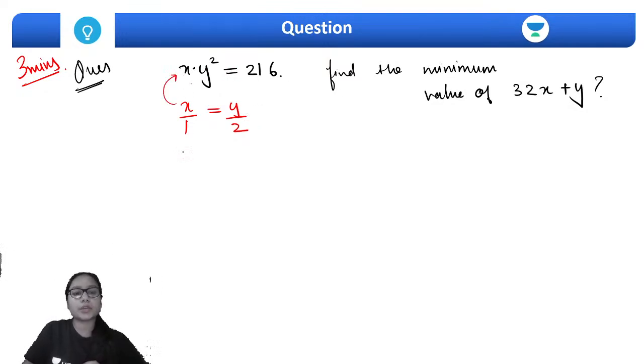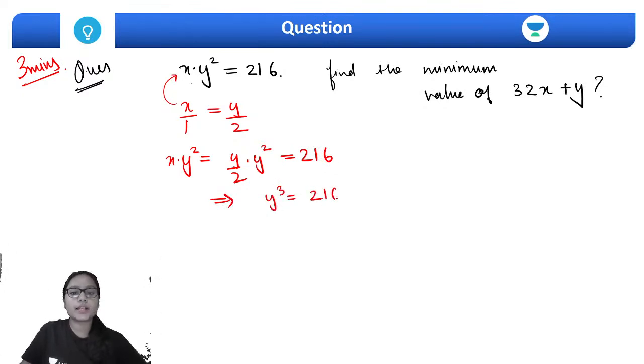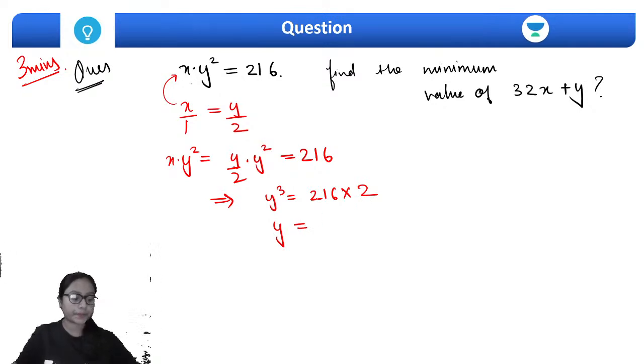So I'll substitute the value of x in this equation. I will get x into y square is equal to y by 2 into y square is equal to 216. So from here we have y cube is equal to 216 into 2. From here we can get the value of y. So what is the value of y? Yes, what will be the value of y here?